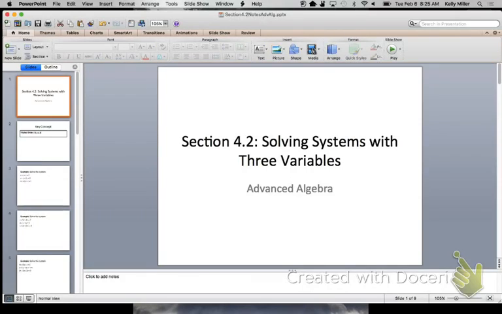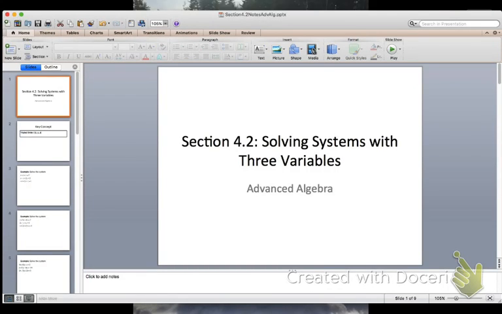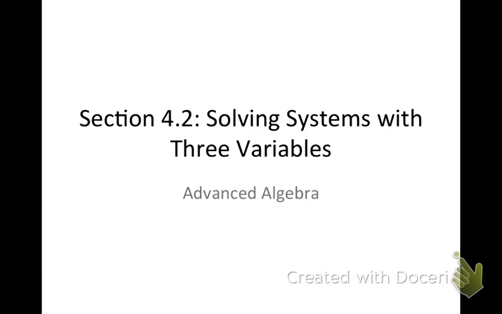And then you're going to have some problems with solving systems with 3 variables, which is what we're going to go through a few examples of today. Okay? So if you have 3 unknown variables, you're going to need 3 separate equations. In section 4.1, you had 2 unknown variables, so you needed 2 equations.